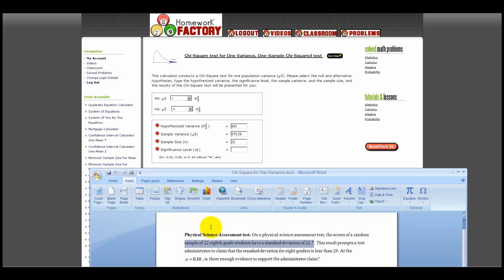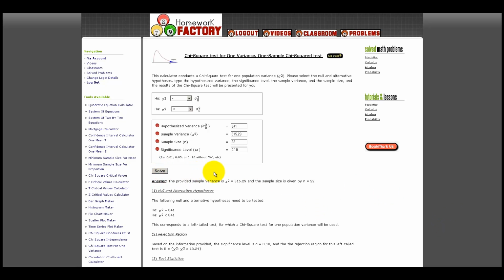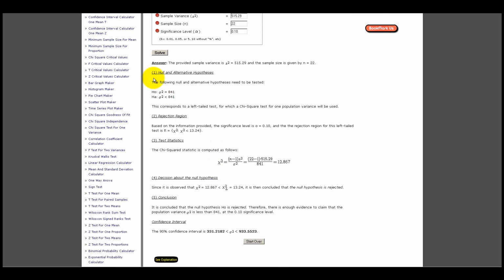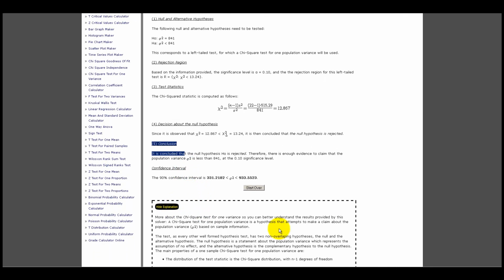And what is the significance level? The significance level is 0.10. And that's all we need to know about this. We just click on solve here, and what we have is this beautifully formatted, step-by-step solution. You have the null and alternative hypothesis, the rejection region, the test statistic, the decision about the null hypothesis, the conclusion, and the confidence interval.